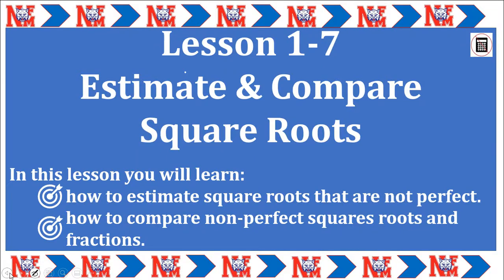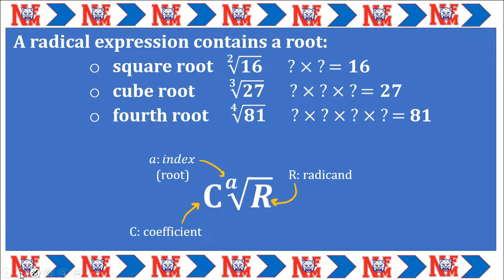Okay, guys, in this lesson, we're going to learn how to estimate and compare square roots, especially those square roots that are not perfect squares. So a radical expression contains a root. Now, this can be a square root where you have multiplied a number by itself 2 times, or it can be a cube root where you've multiplied a number 3 times by itself, or a fourth root, and so on.